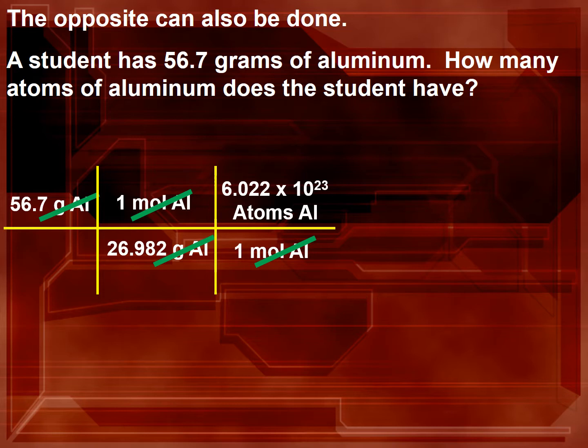We put our 56.7 into the calculator, divide by 26.982, and then multiply by 6.022 times 10 to the 23rd. Remember, it's 6.022 EE23. When we do that, we have this number, 1.265463 times 10 to the 24th. That has an excessive number of significant figures. We only need 3. So 1.26, but wait, the number after it's a 5, so we're going to have to round that up, and we end up with 1.27 times 10 to the 24th atoms of aluminum.